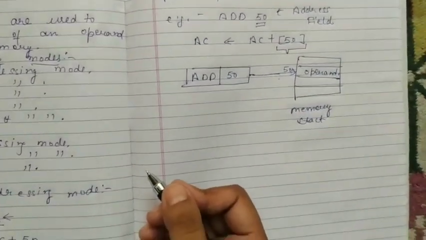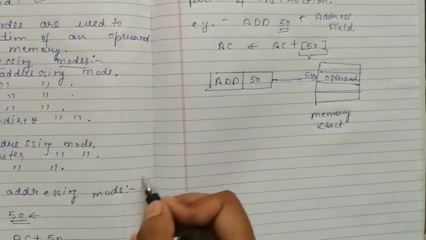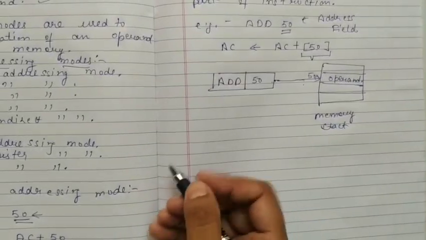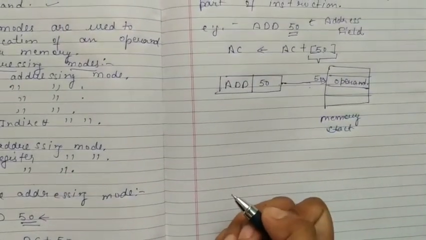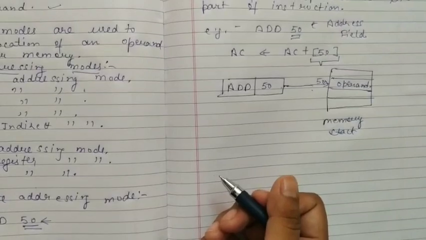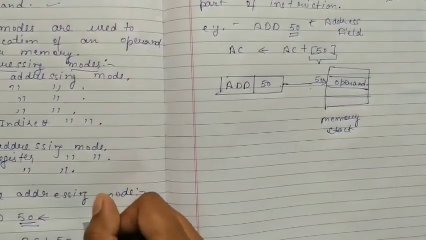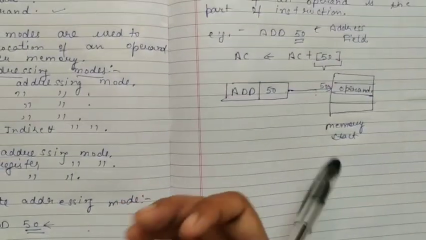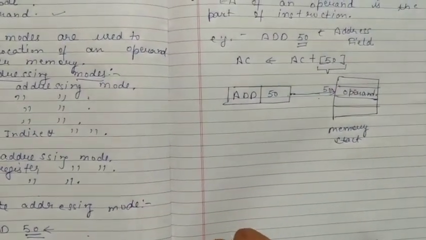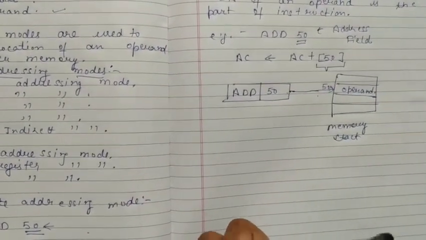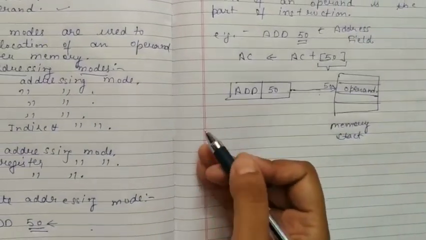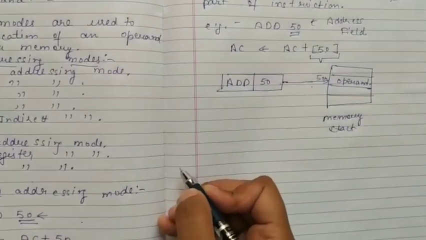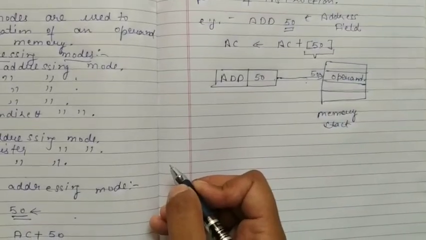This method is more flexible than the immediate addressing mode, because in the immediate addressing mode we store the operand in the instruction, which is more time consuming to execute and also takes more space. That's why we can say the direct addressing mode is more flexible than the immediate addressing mode.